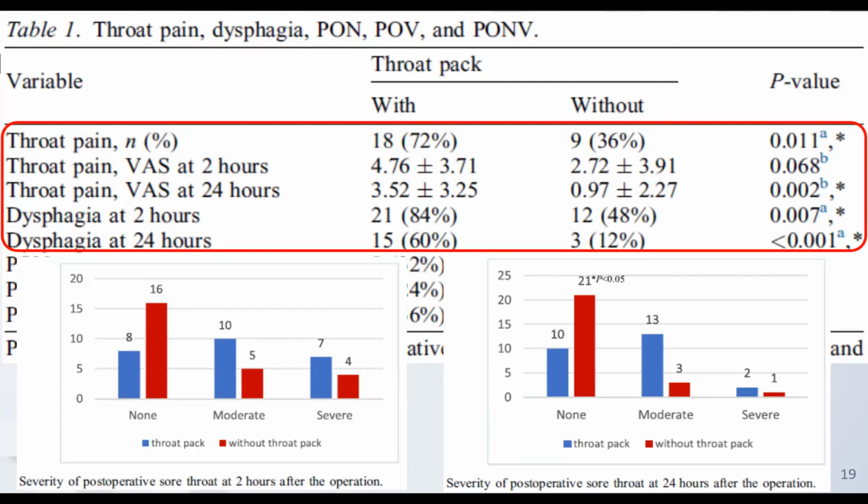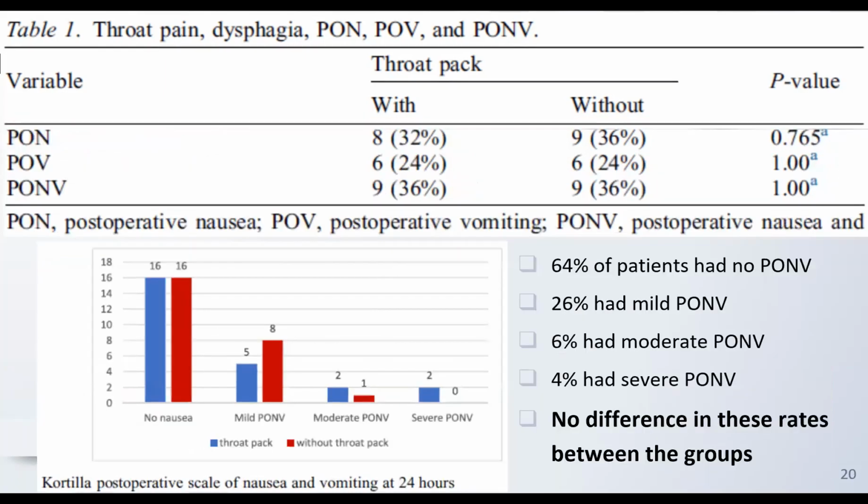Pain intensity ranged from moderate to severe with no significant difference between the groups at T1. And the post-op vomiting rate in this study was 24% with no difference between the groups. And the post-op nausea rate was 34%. On the Cotilla scale adopted for PONV, 64% of patients had no PONV, 26% had mild PONV, 6% had moderate, and 4% had severe PONV. However, there was no difference in these rates between the groups.